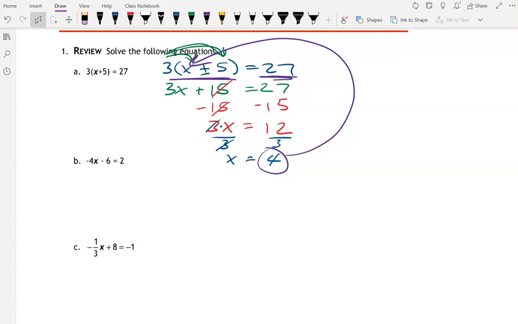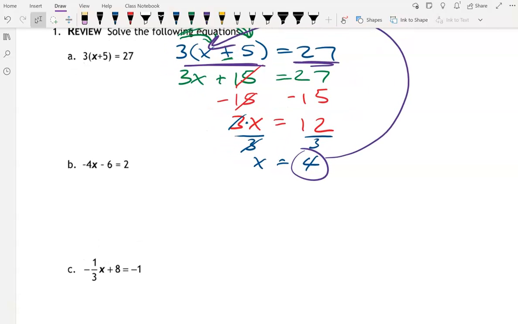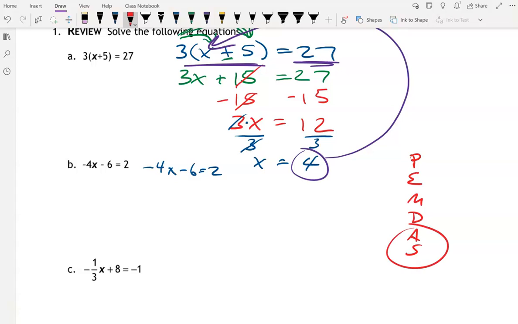That's negative 4x minus 6 equals 2. So I'm going to rewrite that. Negative 4x minus 6 equals 2. Well, we don't have any distribution to perform, and so remember, we are working backwards through the order of operations, and so we'll write that down here, order of operations, PEMDAS, and that means that because we're working backwards through, we have to do the opposite. So any addition or subtraction that you see must be undone first.